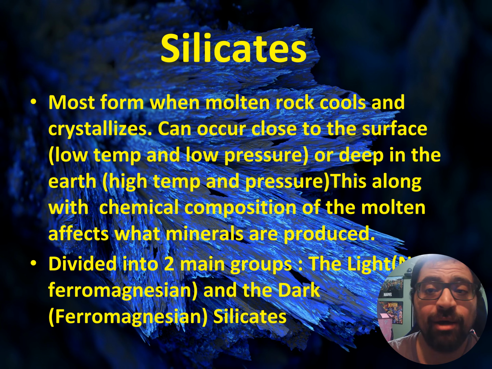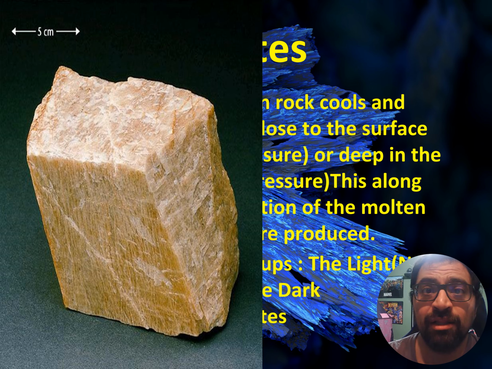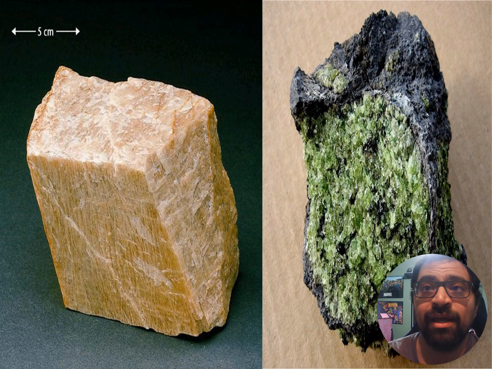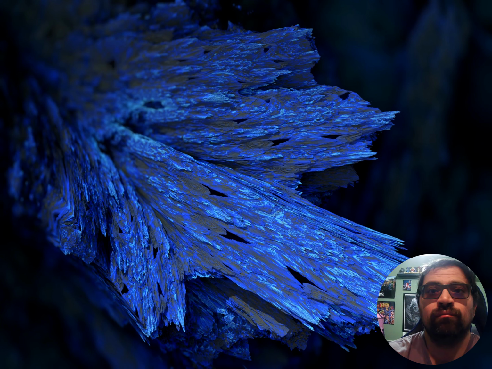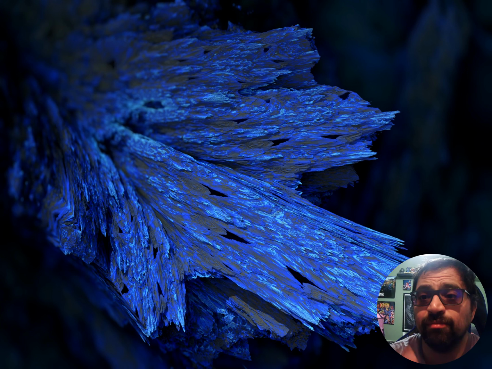When we talk about the silicates, we divide the silicates into two main groups. We have the light colored silicates, which we call the non-ferromagnesians, and the dark colored silicates, which we call the ferromagnesians. So here you have an example of a light colored non-ferromagnesian, a feldspar. Okay, and here we have a darker, what we would call a ferromagnesian mineral.